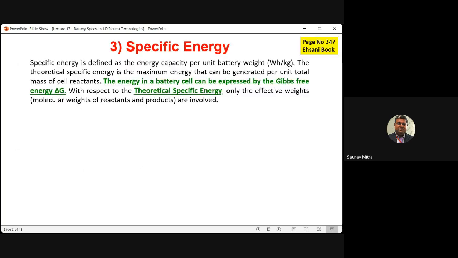So this definition we have seen already, that is specific energy. Specific energy is defined as the energy capacity per unit battery weight, watt hour per kg. So whatever is the weight of the battery, depending on that, the specific energy is calculated. So more is the weight, its specific energy capacity will reduce. So this is one very important thing we have to remember.